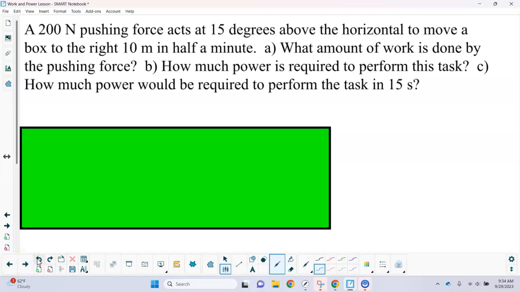All right, so let's try one more problem and then we're about done. So it says a 200 Newton pushing force acts at 15 degrees above the horizontal to move a box to the right 10 meters in half a minute. What amount of work is done by the pushing force? How much power is required to perform this task? And then how much power would be required to perform the task in 15 seconds? So 200 Newtons at 15 degrees above, that's F push.